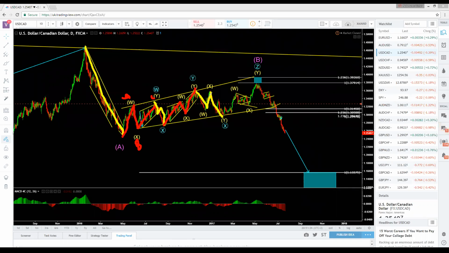And then we've got another zigzag again, okay? And then we get another one, a third correction here.